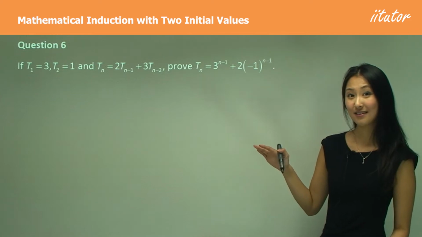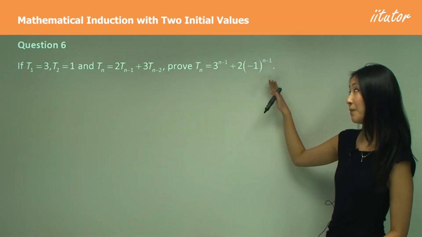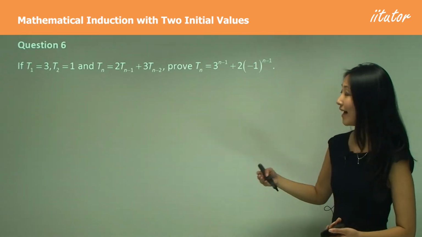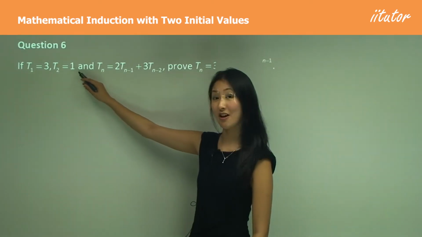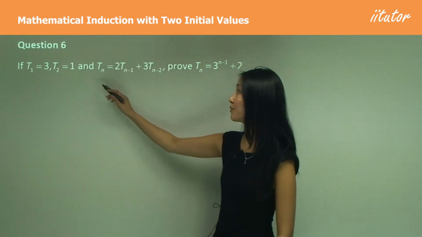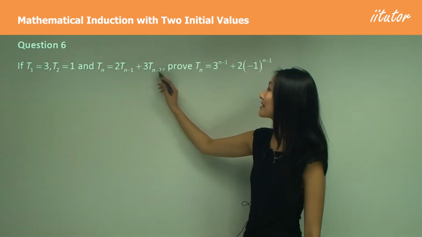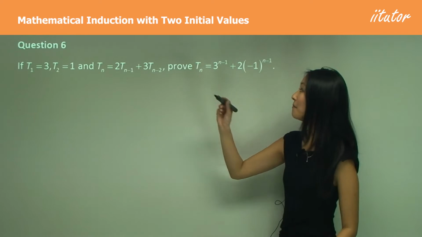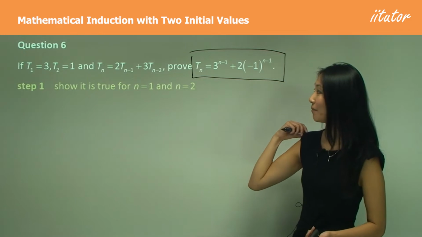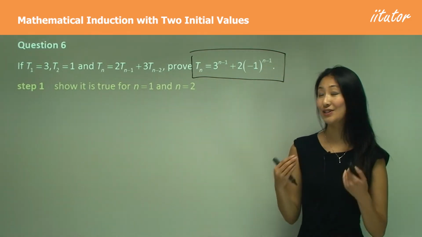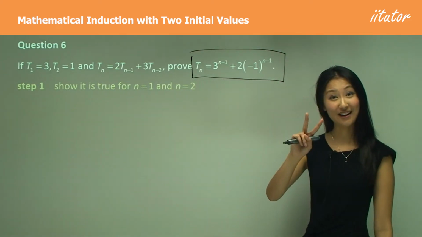So in question 6, we want to prove that Tn equals this. So this is what we want to prove. And we're given that the first term, T1, equals 3, and the second term, T2, equals 1. And also that the general formula is Tn equals 2 times Tn minus 1 plus 3 times Tn minus 2. But remember, this is what we're proving here. So to start off, in step 1, we want to show that it's true for both n equals 1 and also n equals 2, because there's two starting values.